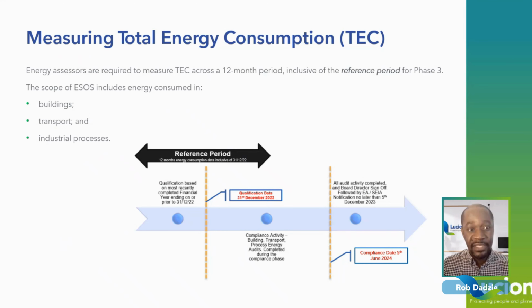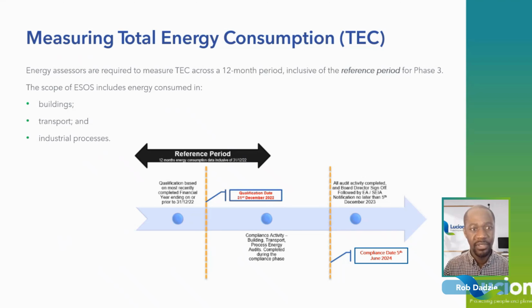The energy assessor is required, as I've said several times now, to measure your total energy consumption across a 12-month period. Now, this assessment should be inclusive of your reference period. So that date that I talked about at the beginning, 31st of December 2022, is really important. The ESOS assessment and the total energy consumption that it calculates should be inclusive of that date, looking at buildings, transport, and industrial processes.